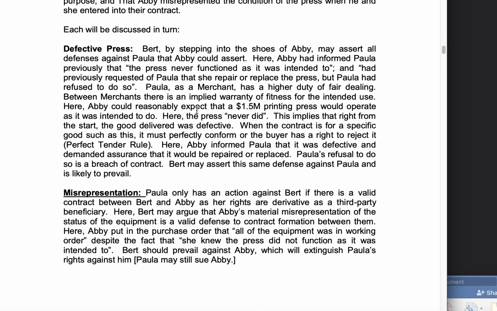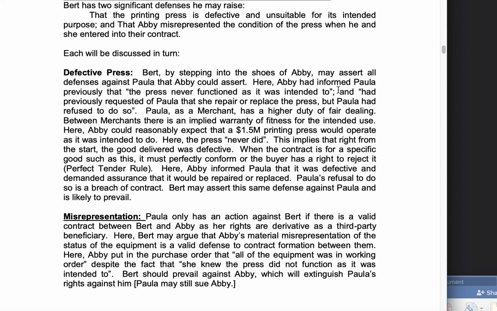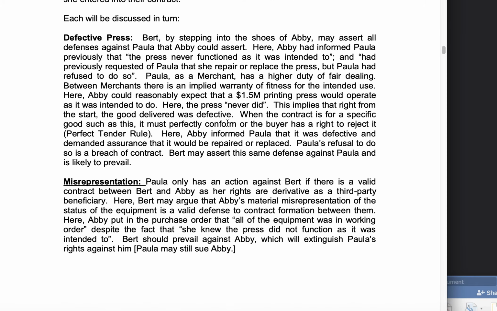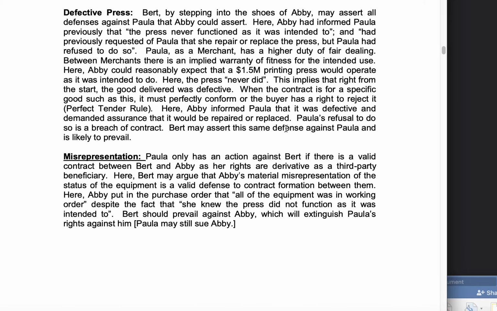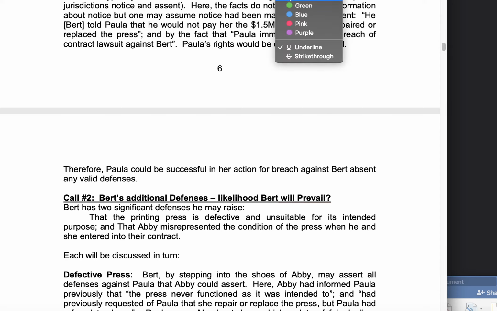But the defective press, Bert, by stepping in the shoes of Abby, may assert all the defenses against Paula that Abby could assert. Here, Abby had informed Paula previously that the press never functioned as it intended to. Yada yada, perfect tender rule. Here, Abby informed Paula that it was defective. Yada yada. Bert may assert the same defense and is likely to prevail. So remember, the question is, will they prevail? Are they likely to prevail?